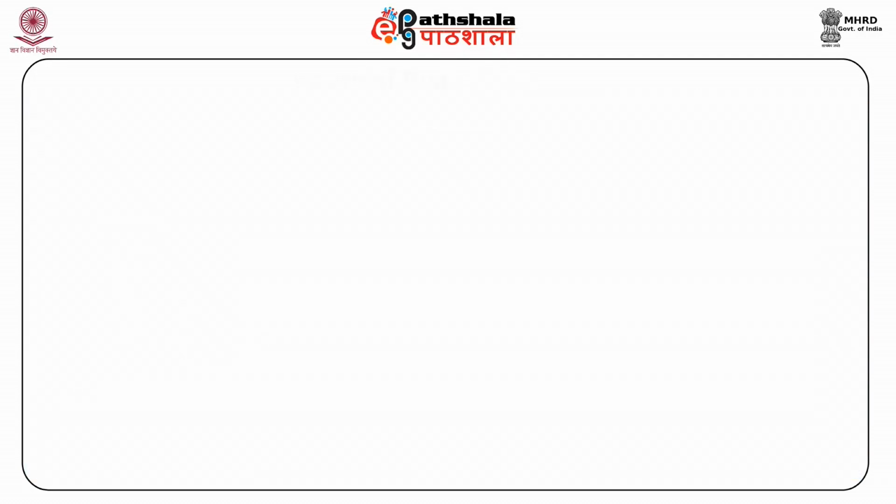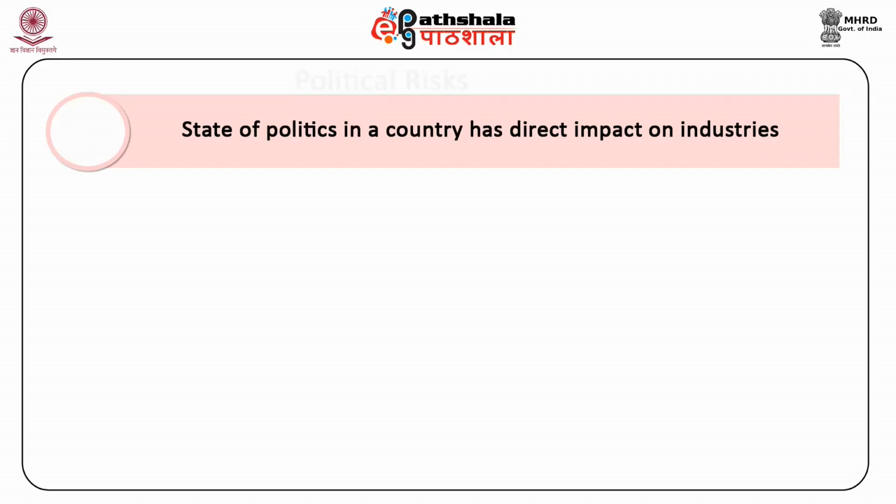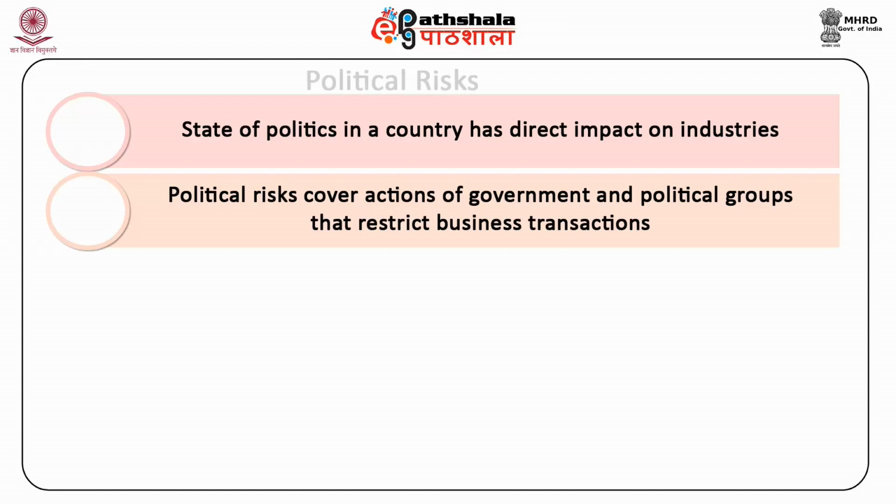Political risk. The state of politics in a country has a direct impact on industries. If a country is politically stable, it is good for the industry as there is stability in policies and environment. Political risks cover actions of government and political groups that restrict business transactions, resulting in loss of profit or profit potential. It is all the more common in the case of foreign investments.